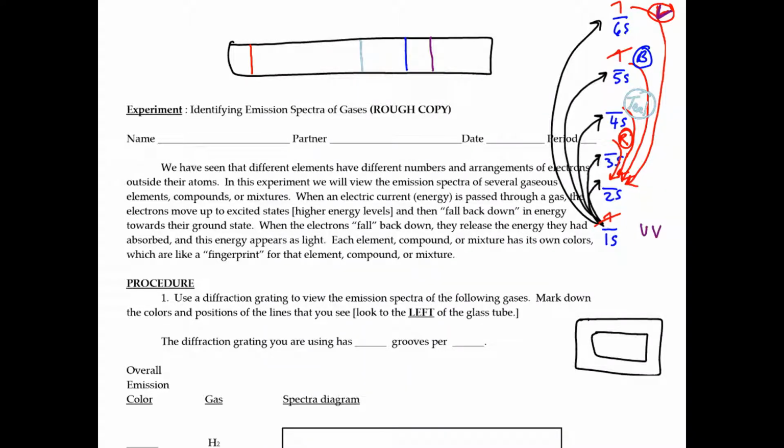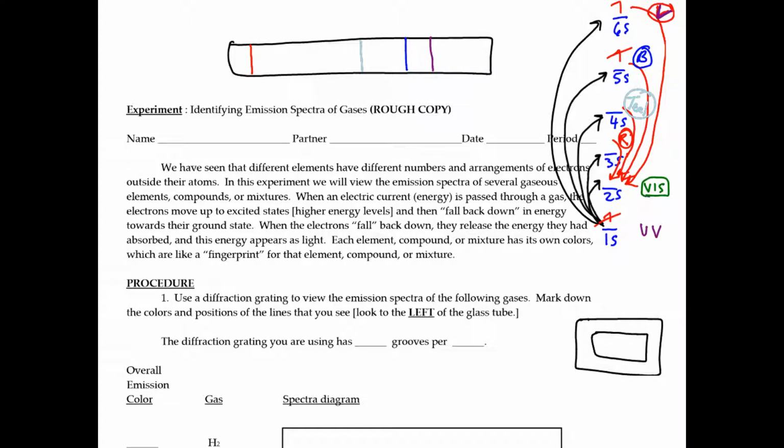Because it's too much energy. You can't see it because the transition is so big of an energy drop. It's light that has more energy than you could detect with your eyes. So that happens to be ultraviolet. And then if you were to look for the light going to level 2, that's the visible light.